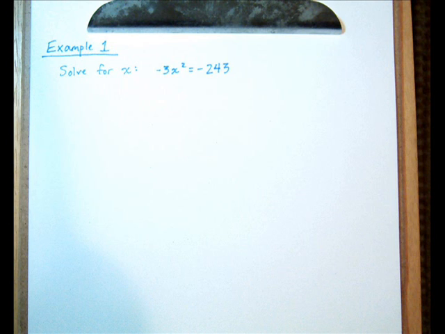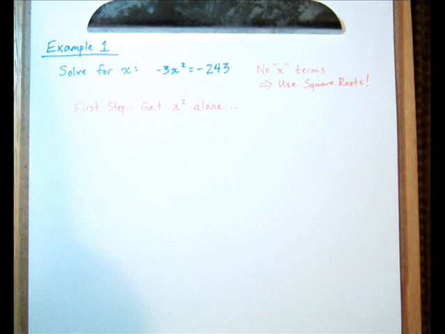It says solve for x when we have negative 3x squared equal to negative 243. When I look at this problem, I notice there are no x terms, so that means I'm going to use square roots as opposed to the quadratic formula. The first step when you're trying to use square roots is you have to get the x squared alone. In other words, we want to cancel out everything on that one side except for the x squared. So I'm just going to divide both sides by negative 3, because that's going to cancel out the negative 3 in front of the x squared.